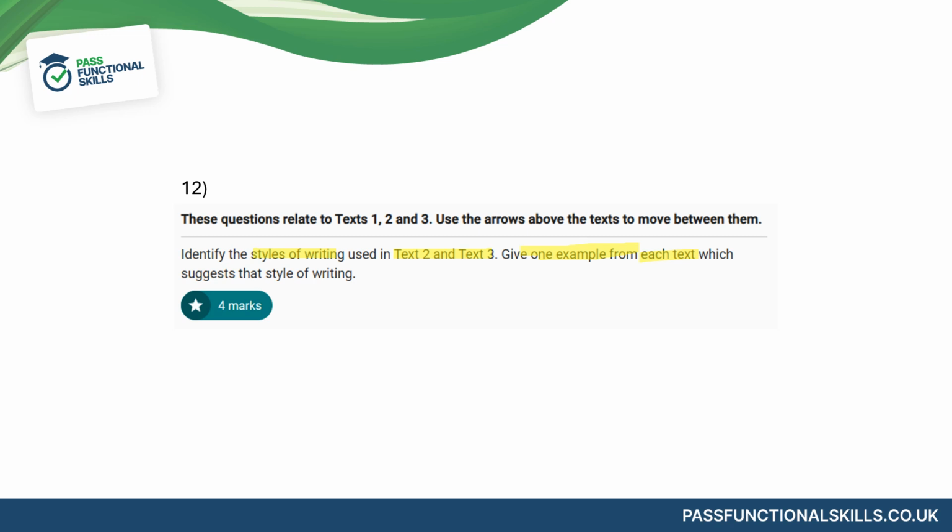Now for this question we need to give one style that fits text 2 and one style that fits text 3. That is our first 2 marks. Then for our next 2 marks we need to give one example from each text. So an example from text 2 and an example from text 3, which matches with the style that we've picked for each text. The most common mistake for this question that students make is they're not confident with what examples they need to give for each style. So make sure you're really confident with what constitutes a formal style, what examples we can give for that, and what makes up an informative style and what examples we would give for that.